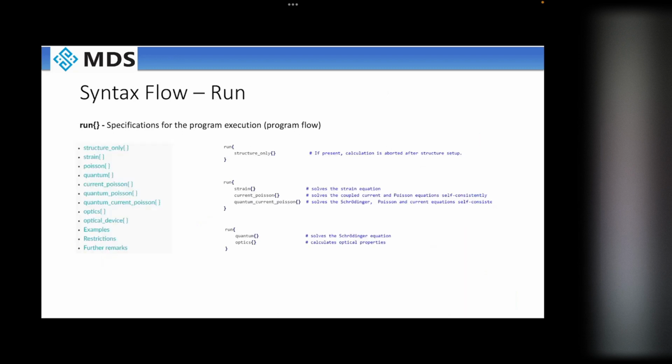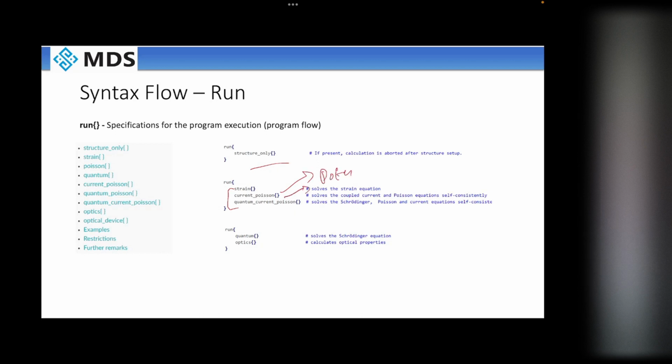Okay. Then after that, it comes to the run statement, where you specify what exactly you want to run. Whether you want to run only the structure, or whether you want to run the drain current Poisson equation. Current Poisson is mainly for coupling the current, coupling the current along with the potential.